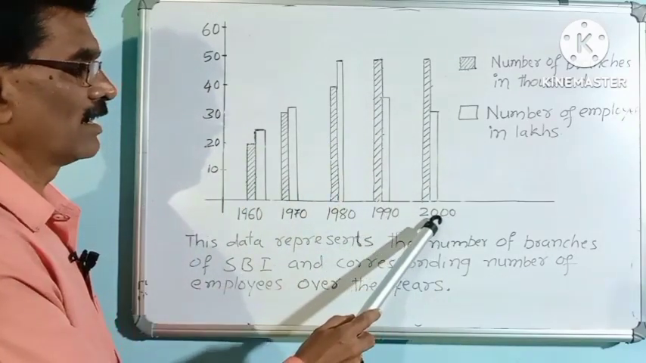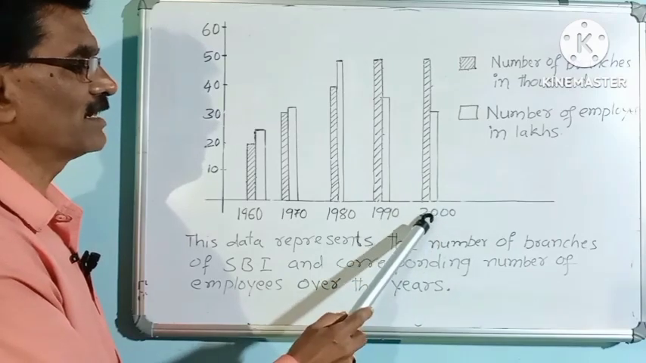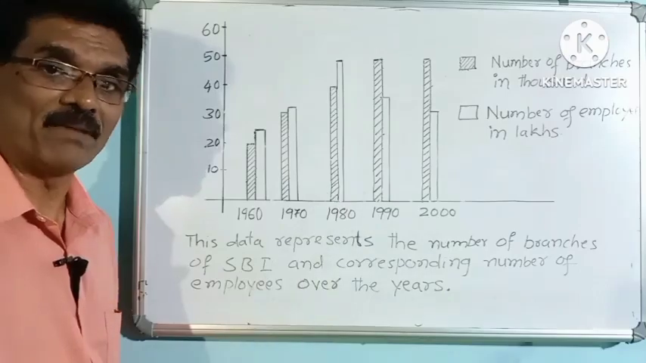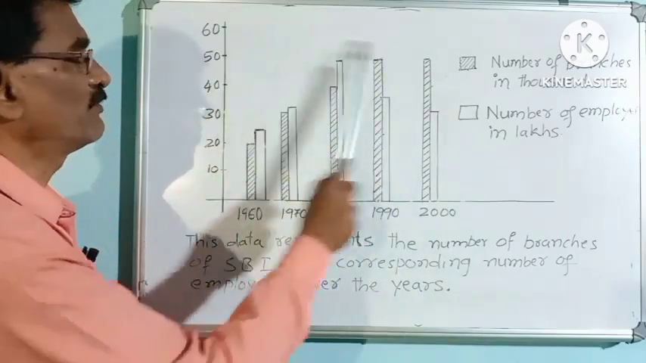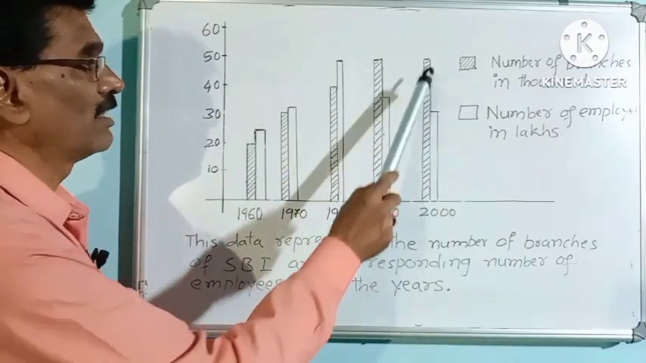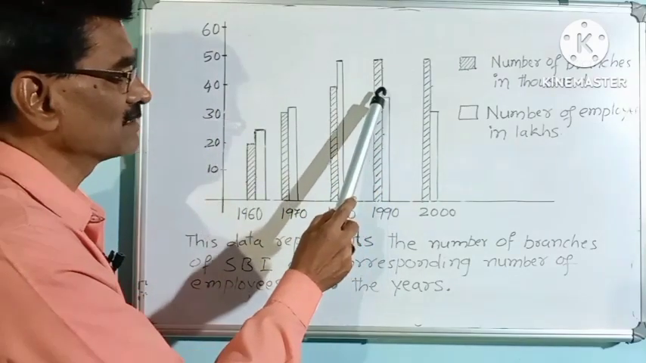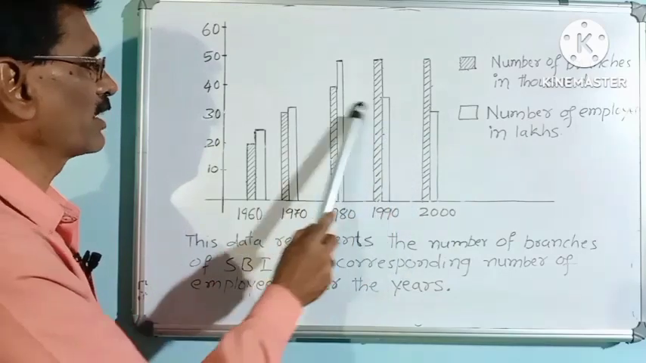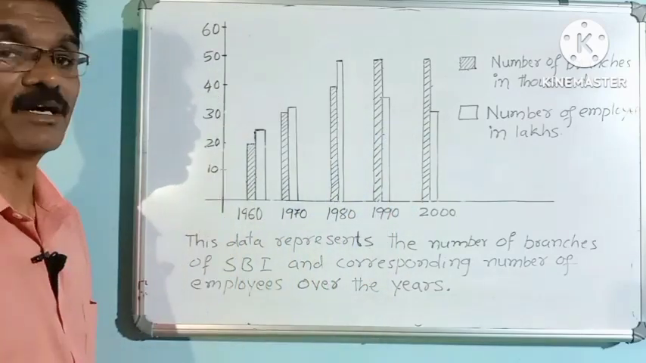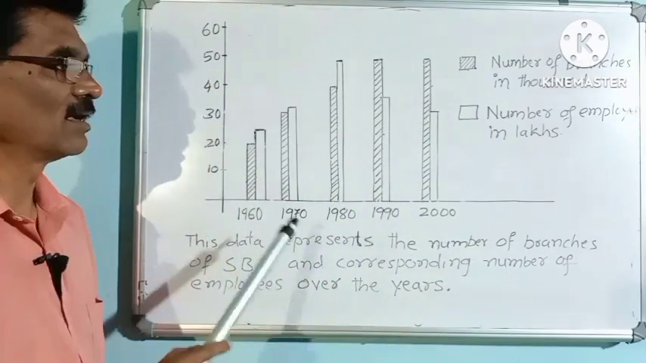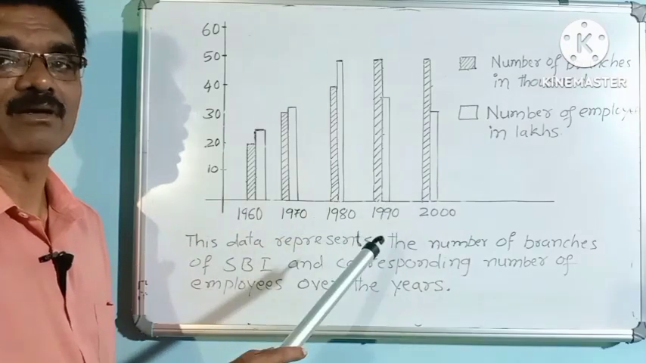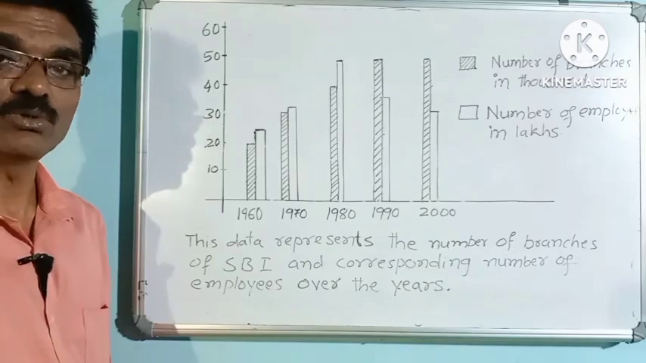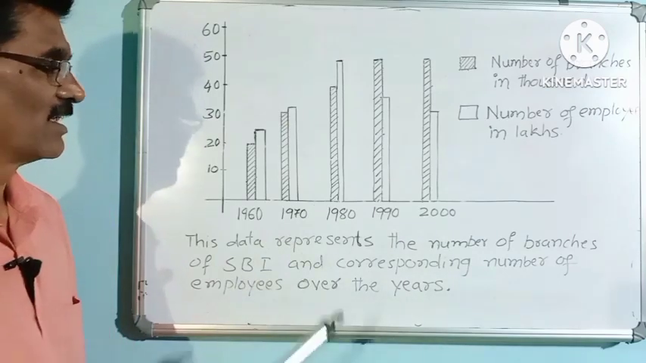And in the next decade, that is 2000, the number of branches remained the same at 50,000 branches, whereas there is a decline in the number of employees, which is just around 32 lakhs. The numbers we have given are the interpretation of the data. Now let us come to the analysis.